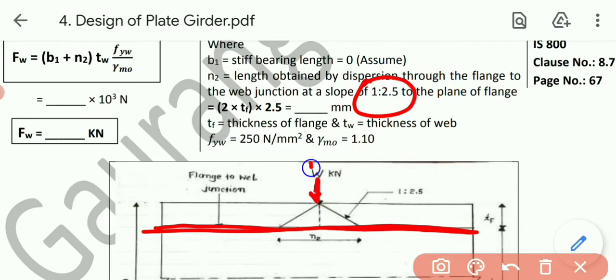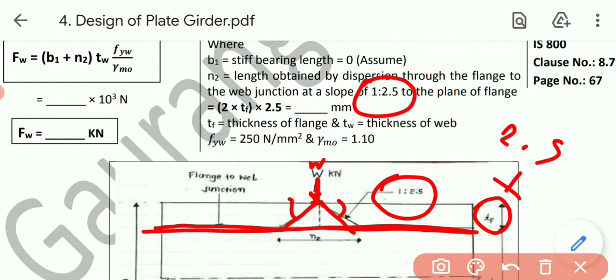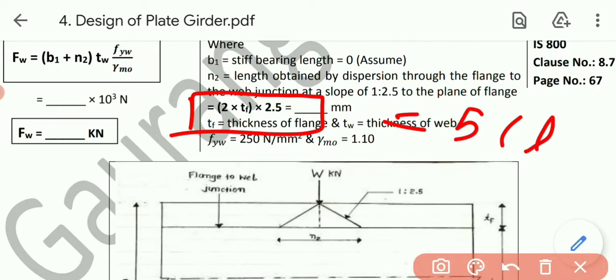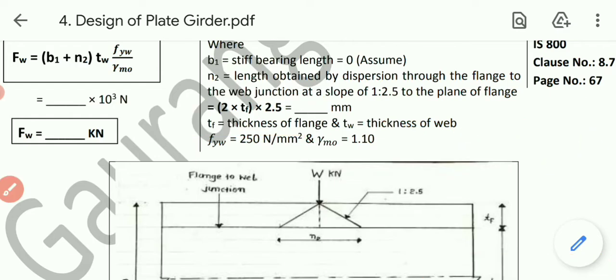So the load acting here will get diversified at 45 degrees up to the junction of flange and web, that is up to the depth of TW, in the ratio of 1 gem 2.5 times. So we take the thickness of flange multiplied by 2.5 times, and as there are two flanges, multiply by 2. Ultimately N2 will always be 2 times TF into 2.5, so it will always be 5 times TF.